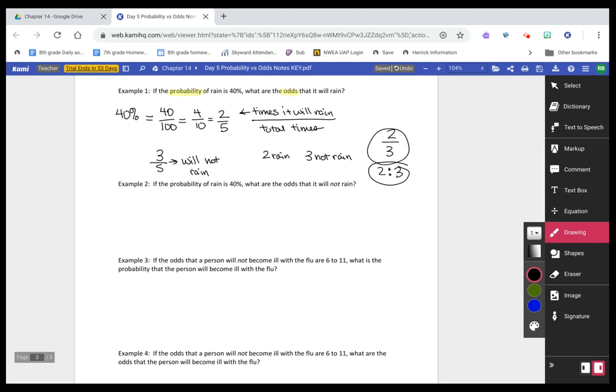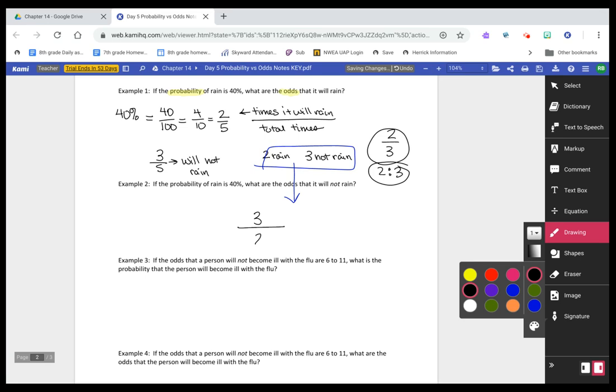All right, let's look at example 2. If the probability of rain is 40% again, what are the odds that it will not rain? So again, instead of rewriting everything, let's use this information, okay? And this time we are going against. So we want the part that's against it on top, which would be no rain, that's 3, rain, 2. So then your odds are 3/2 or 3 to 2, which, realize, is greater than 1.